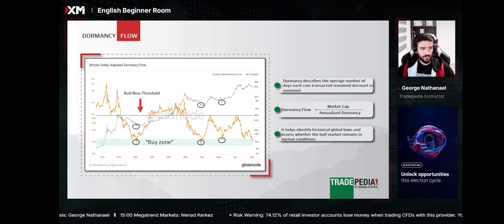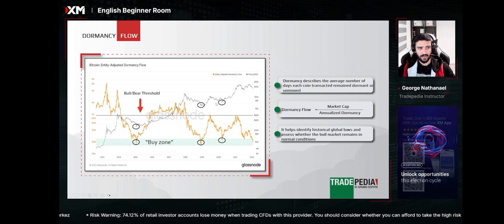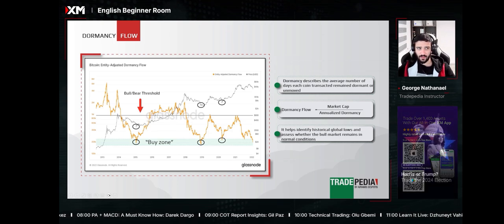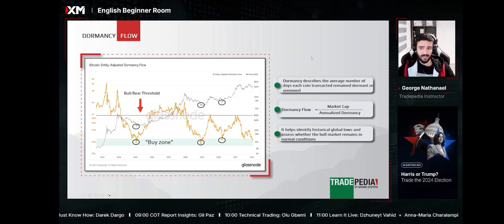Now, the orange line, you can see, is the entity-adjusted dormancy flow, and the price of Bitcoin is this gray line. So two things going on. If this metric goes into the buy zone, this green box, of course, the price should be at its lowest point. So, good historical buy zones. And we also have the bull-bear threshold, this line over here. If the metric is above that level, the market, the bull market, can be considered healthy.